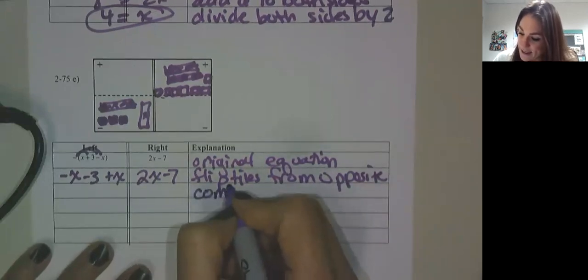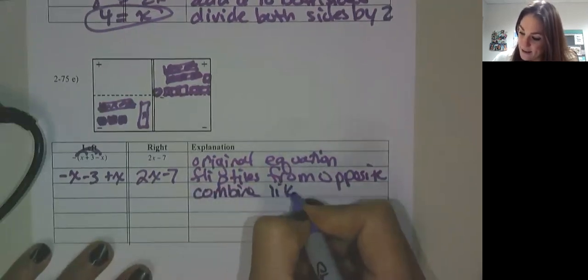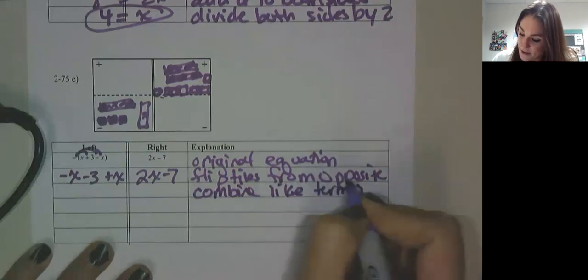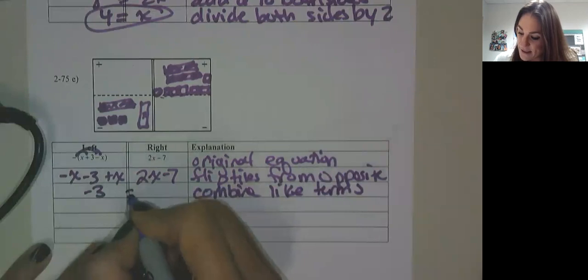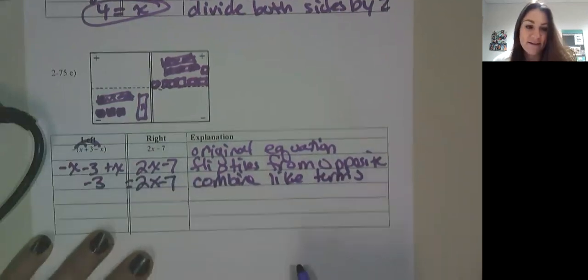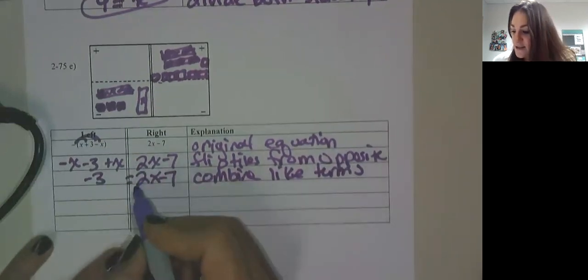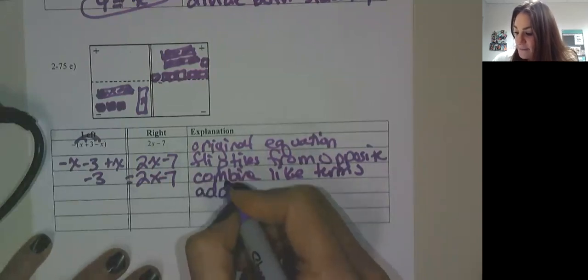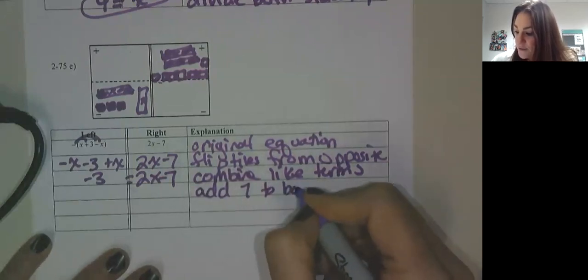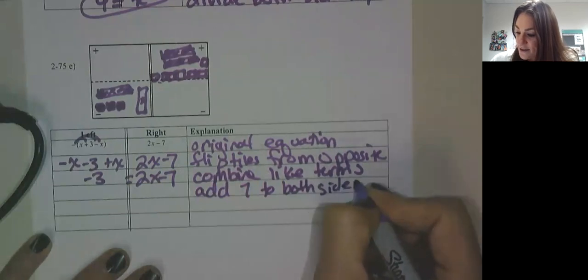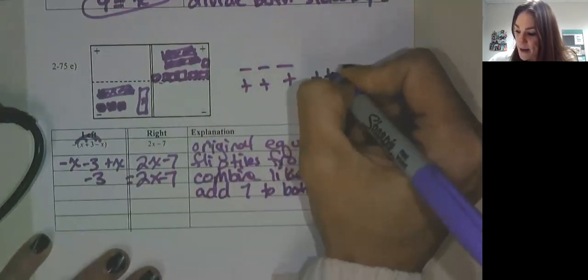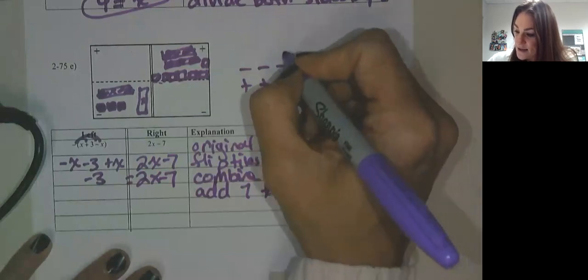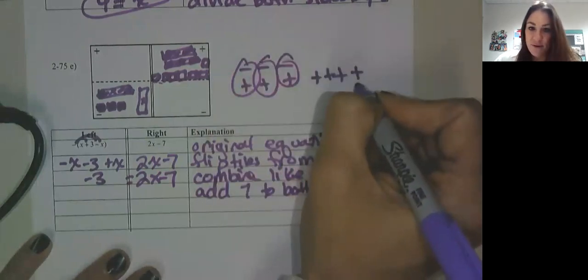Now I'm going to go ahead and combine like terms. So those x's drop out, they make 0, so I just have negative 3 on that side and 2x minus 7. Now I want to isolate the 2x by adding 7 to both sides. So be careful with this one. We have 3 negatives and 7 positives. So these make 0, and I'm left with 4.